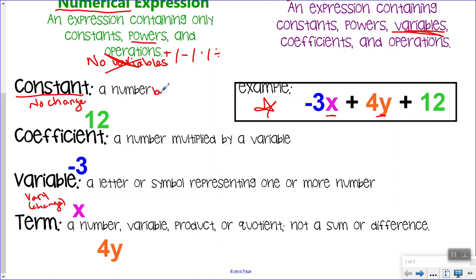So it's a number that's by itself. We're either adding or subtracting it on at the end. So here we have plus 12, that's our constant. And when we think about these terms, I'm going to take that whole sign with it. Positive 12 is my constant.